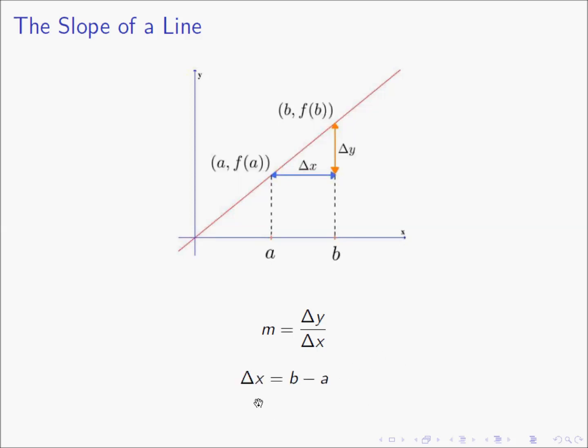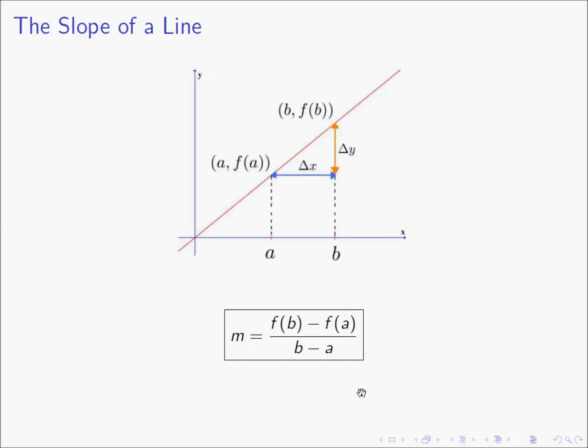In this case, delta x equals b minus a, because this segment is b minus a. And delta y is this height minus this height. But this height is f of b, and this one is f of a. So delta y equals f of b minus f of a. If we replace these two in the definition of the slope, we get this formula. And this formula will become very familiar to you because we're going to use it quite a lot when calculating the derivatives by definition.